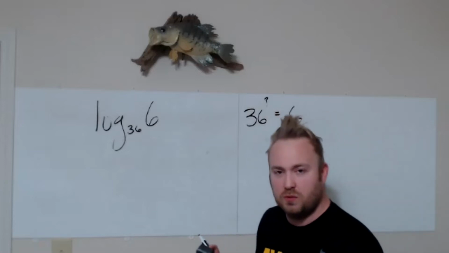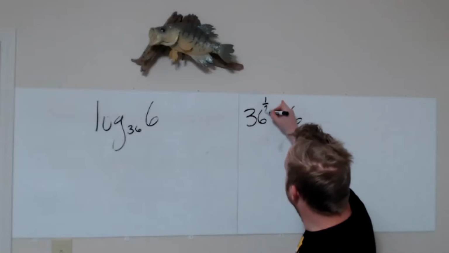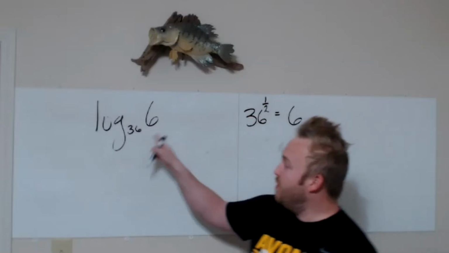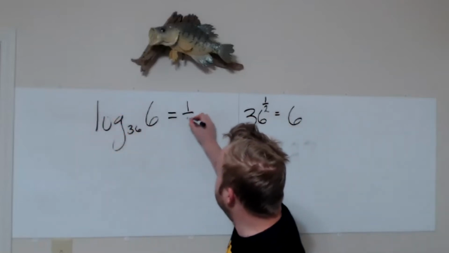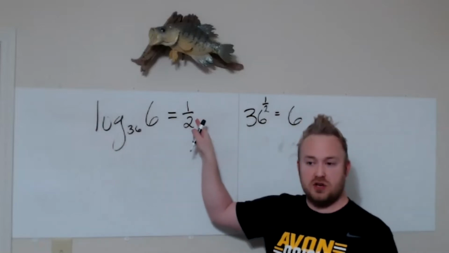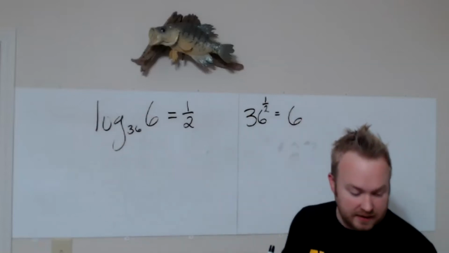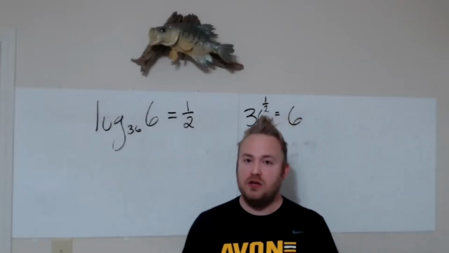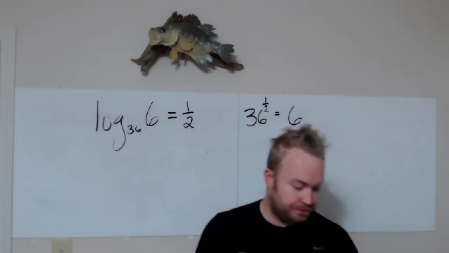How do we do square roots with exponents? A square root is an exponent of a half. So this logarithm then, the value of it would be 1/2, because 36 to the 1/2 is 6, right? 36 to the 1/2 is 6. So for now, that's how we evaluate a logarithm, is we think, what would that exponent be?